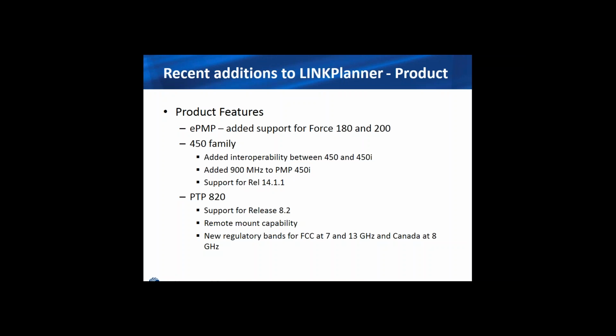starting with some recent additions on the product side. So we've added in the Force 180 and the 200 antenna options for the SMs for ePMP. In the 450 family, we've added 900 megs to the 450i. We've also now added the ability to interoperate between 450 and 450i. So if you selected 450 on an access point, you can now deploy 450i SMs, or on a 450i access point, you can choose between the full range of 450 and 450i SMs.